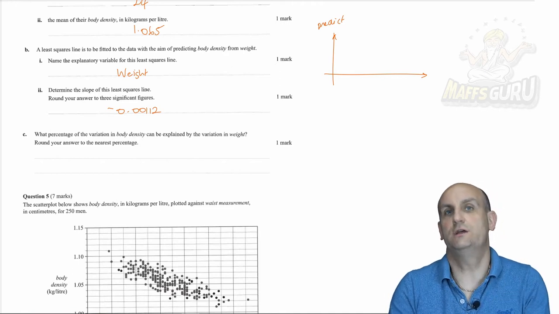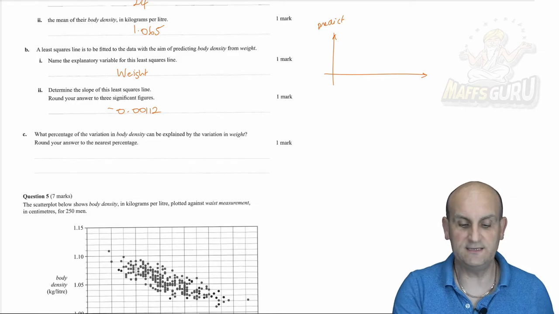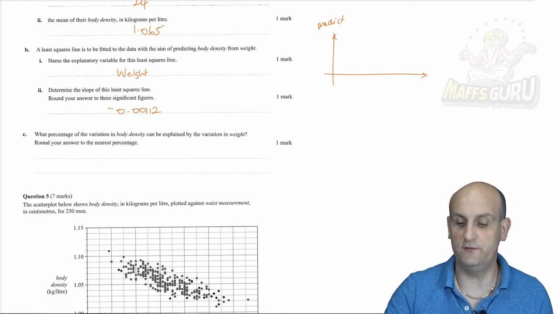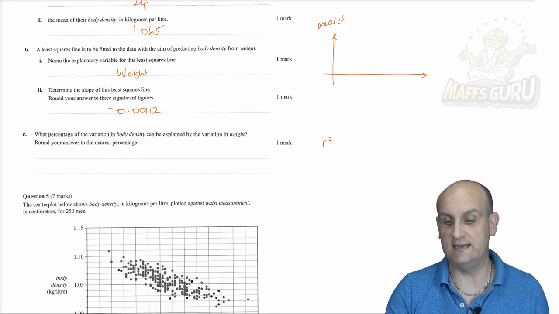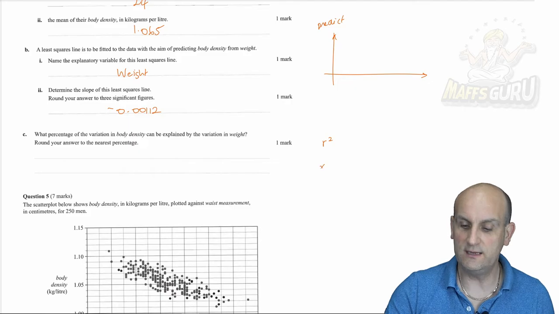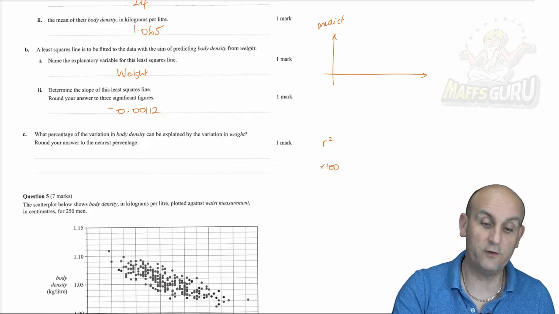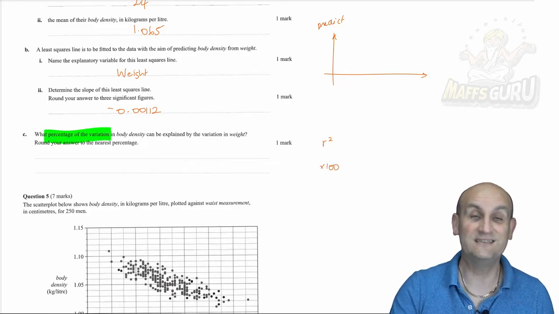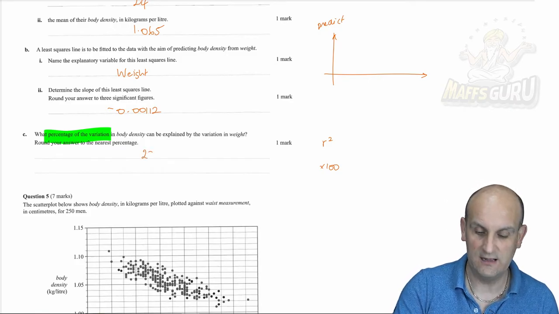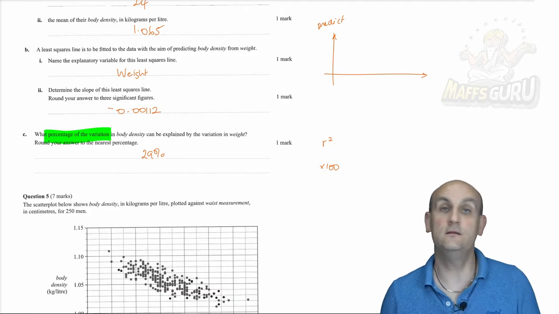Again, having done all of this on my CAS calculator and done that sort of linear regression line, the next part of the question was just reading off the information. What percentage of the variation in body density can be explained by the variation in weight? That's looking for the value of R squared from this analysis. Obviously, R squared on your calculator comes out as a decimal value. You would need to multiply that by 100 because the question said what percentage, right? And when I did that, rounded to the nearest percentage, that came out to be 29%.